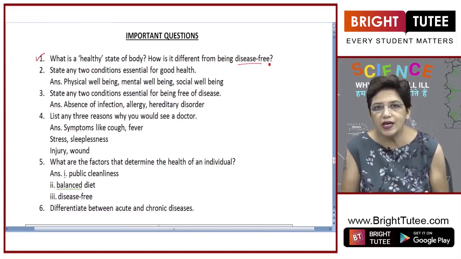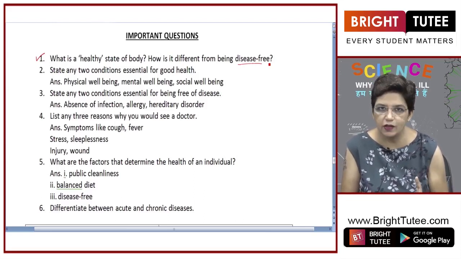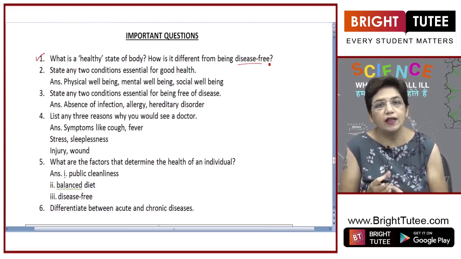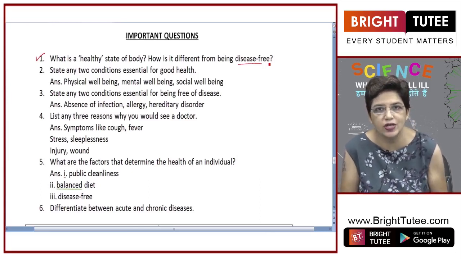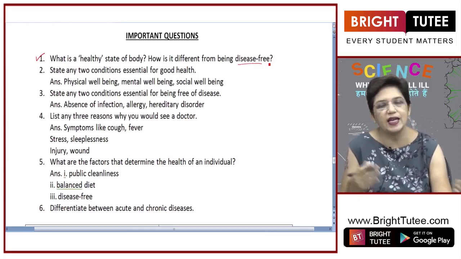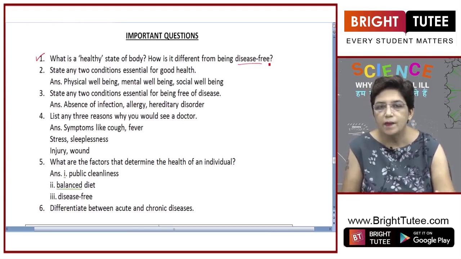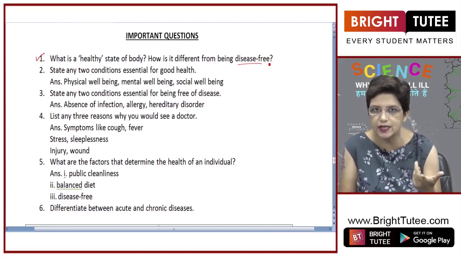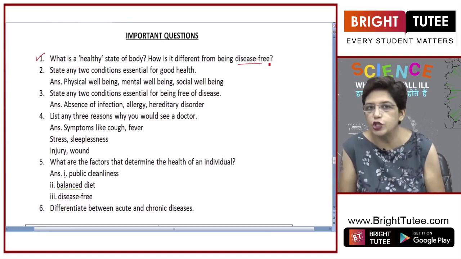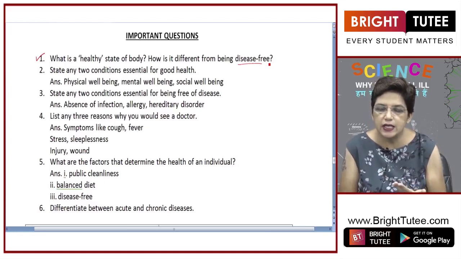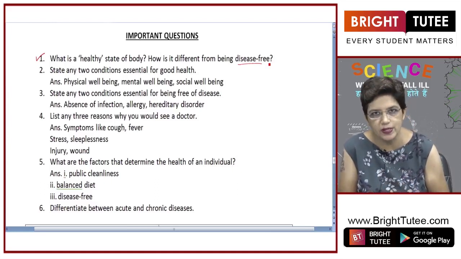In being healthy, the person should have physical well-being. Secondly, he should live in a socially conducive environment with social equality. And third, there should not be any mental distress like tension or depression. This is how being healthy and being disease free are different, because being disease free refers only to infectious and non-infectious diseases, any kind of improper functioning of an organ. But being healthy also takes into account the mental status or the social status of the person.